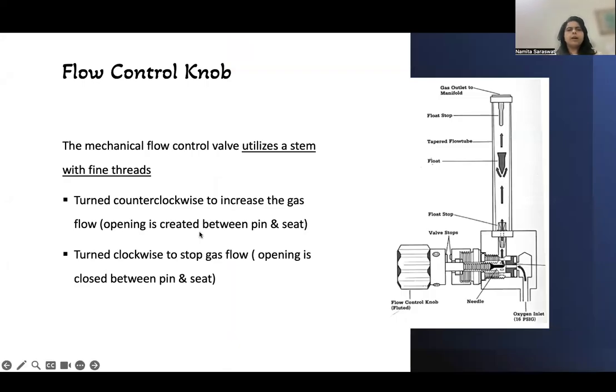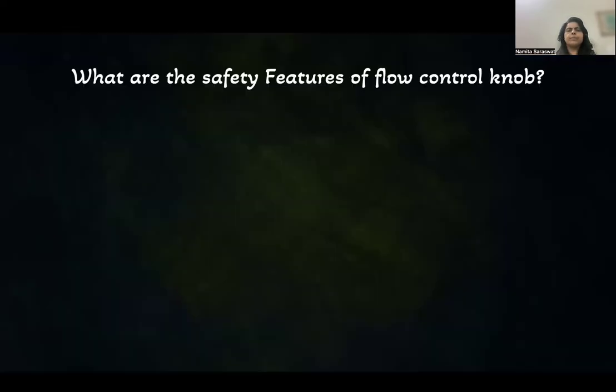Flow control knob: the mechanical flow control valve utilizes a stem with fine threads. When it is moved counterclockwise, the orifice between the pin and the seat will open. See, from here the oxygen will enter, and there will be an opening in between the pin and the seat, and the gas flow will enter the flow meter. If it is turned clockwise, the flow will stop because the opening between the pin and the seat will be closed.